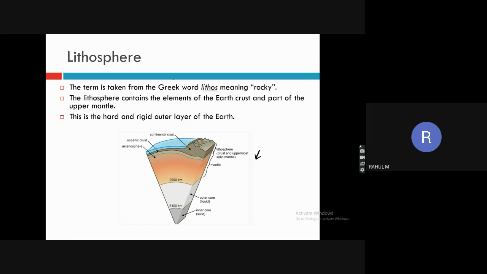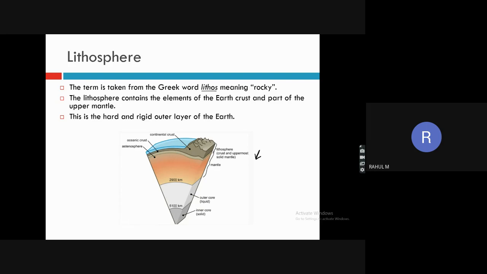So you can note all these things. It contains elements of Earth crust and part of upper mantle. So this is the hard and rigid outer layer of Earth. Please make a note of this diagram as well. So this is how the entire lithosphere is distributed.